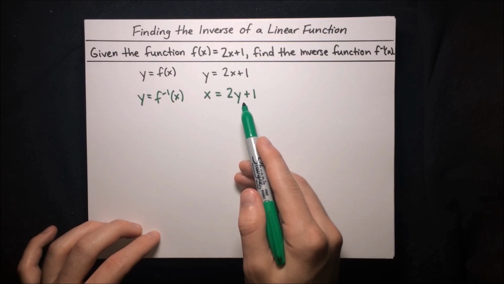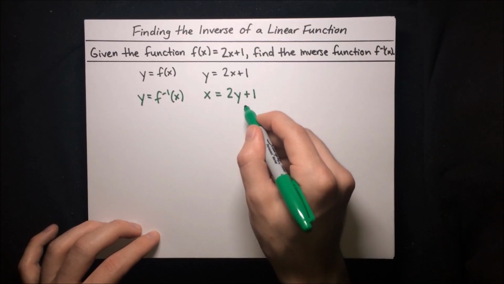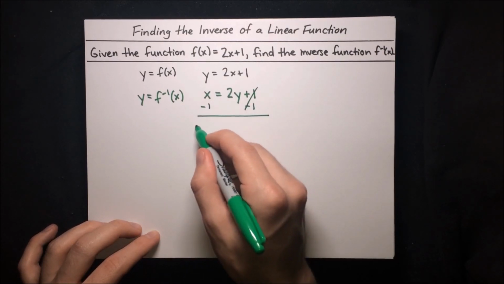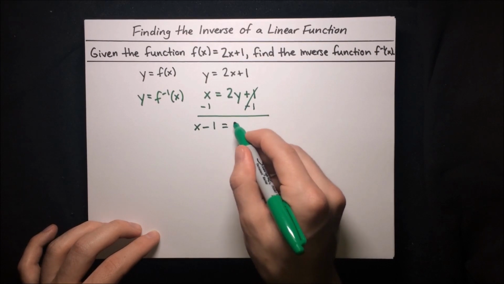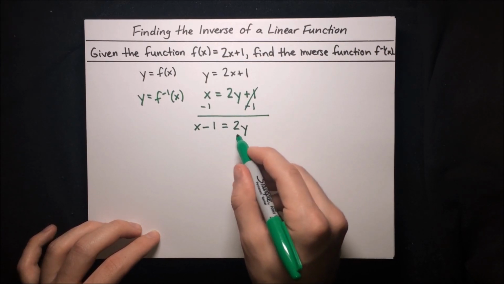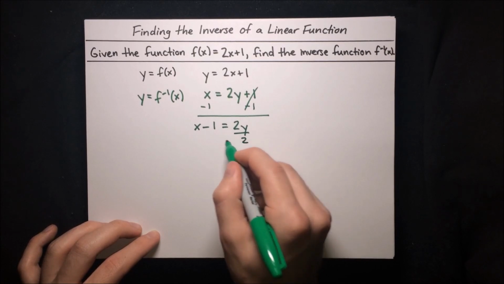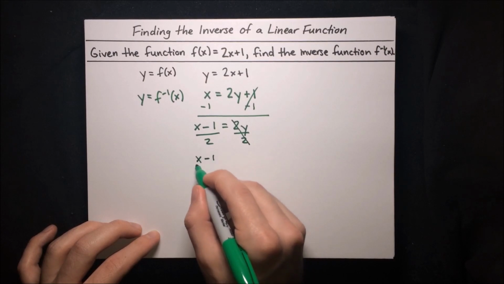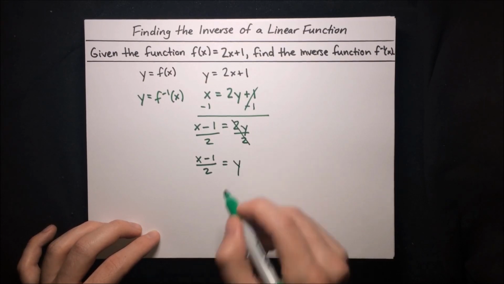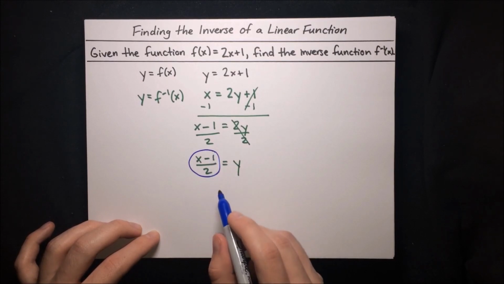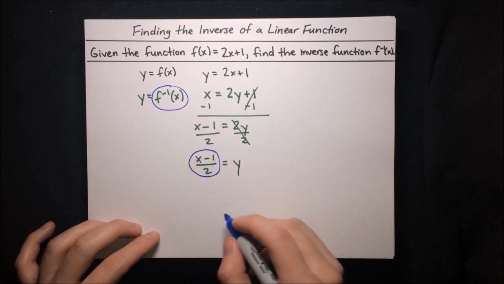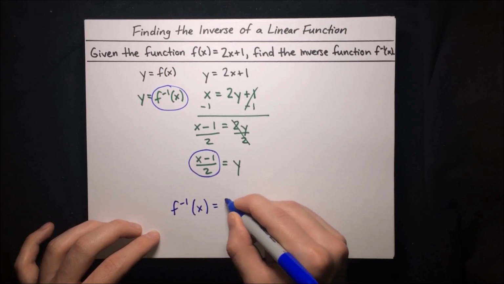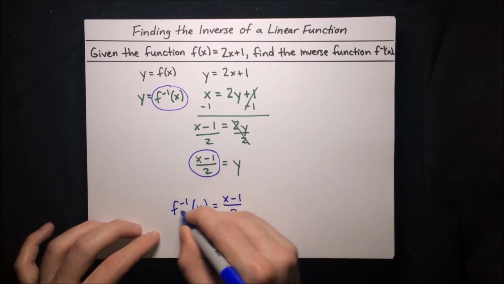So let's go ahead and do that. We want to get y alone, so let's subtract 1 from both sides of the equation. Subtract 1, that'll cancel that plus 1 there. We just get x minus 1 equals 2y. And then get rid of that 2 that's multiplying the y, so divide by 2 on both sides. That cancels out, and we just have (x minus 1) over 2 equals y. So this here, (x minus 1) over 2, is the rule for our inverse function. So putting that together, we have that f inverse of x is equal to (x minus 1) over 2.